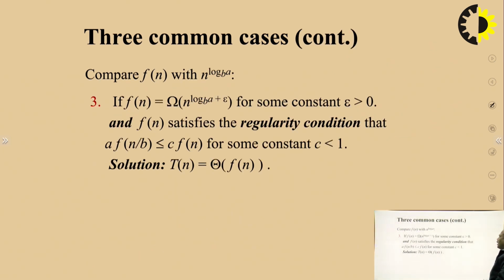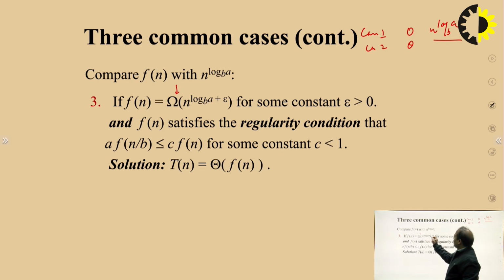Yeah. So now let's talk about case 3 of the master method. So what is case 3? Case 1 is talking about big O, case 2 is talking about theta, and the comparison is always with n to the power log a base b. So in case 3, we are talking about omega, the lower bound. If f(n) is omega of n to the power log a base b, case 1 has minus epsilon, case 2 has no epsilon, and case 3 has plus epsilon.